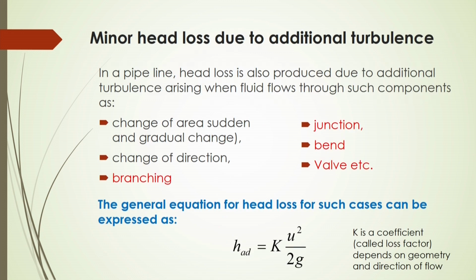Now, we know that this minor head loss is generated due to the additional turbulence created by the fluid flow whenever it flows through a bend or junction or through a valve, or by change of direction of the fluid, or any sudden expansion or contraction of the pipe. We have already discussed the minor loss coefficient for sudden area change, gradual change, and also change of direction in the previous lecture.